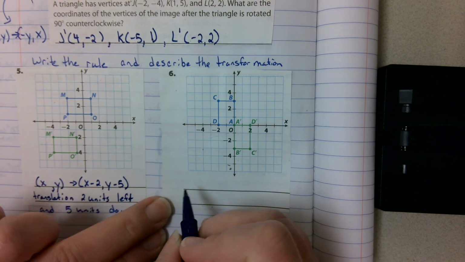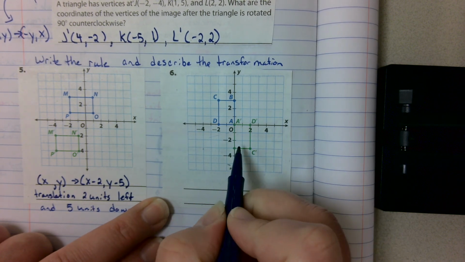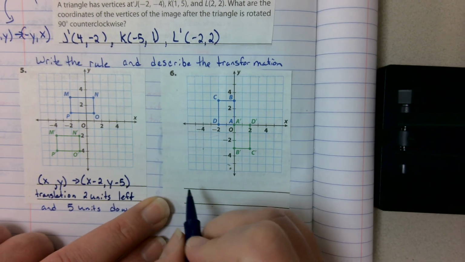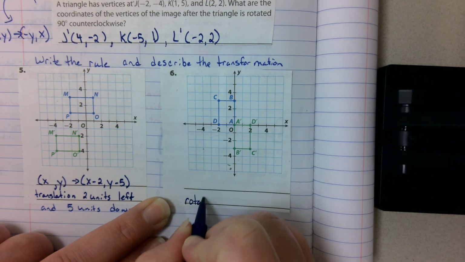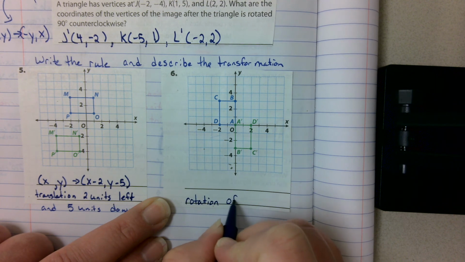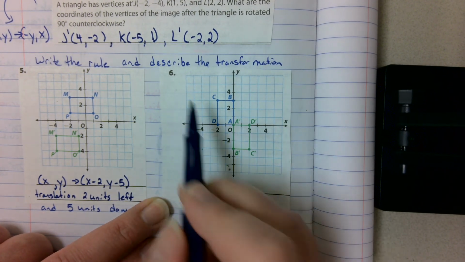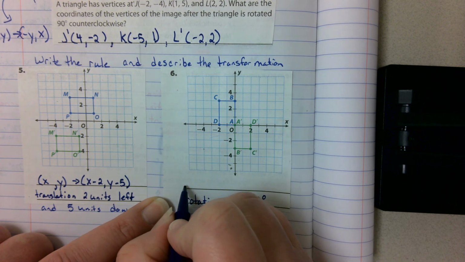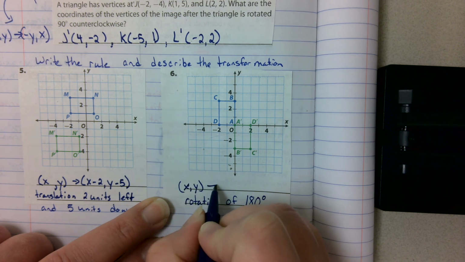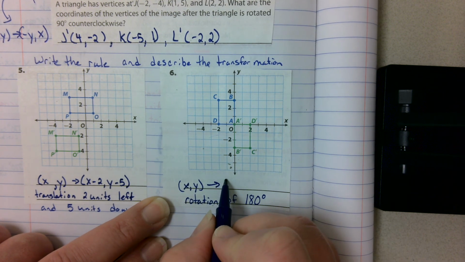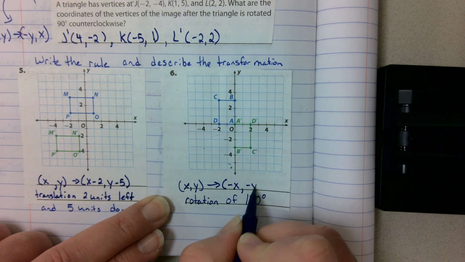All right, so we should have seen a rotation here, and we moved 2 quadrants, which tells me we have a rotation of 180 degrees. So I'm going to write that down here first, rotation of 180 degrees. So that's my describing the transformation. My rule, (x, y) becomes, and our only difference here is (negative x, negative y).